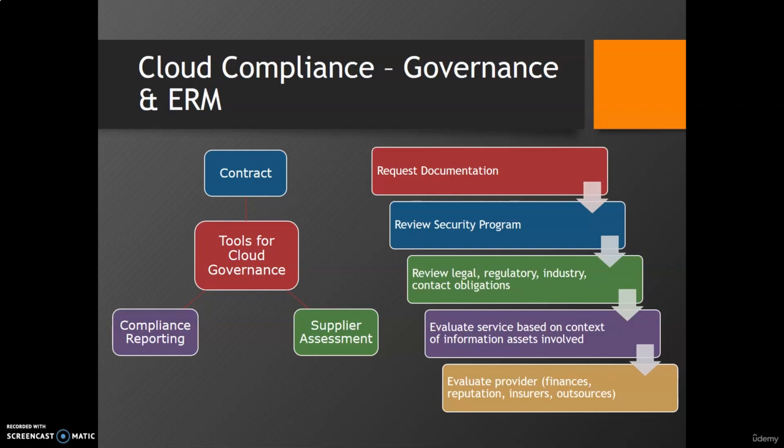So, cloud risk management tools. The following processes help form the foundation for managing risk in cloud computing deployments. One of the core tenets of risk management is that you can manage, transfer, accept, or avoid the risk, but everything starts with proper assessment. First, request or acquire documents. Second, review their security program and documentation. Third, review any legal, regulatory, contractual, or judicial requirements for both the provider and yourself. Evaluate the contracted service in the context of your information assets. Next, separately evaluate the overall provider, such as financial stability, reputation, and outsourcers.